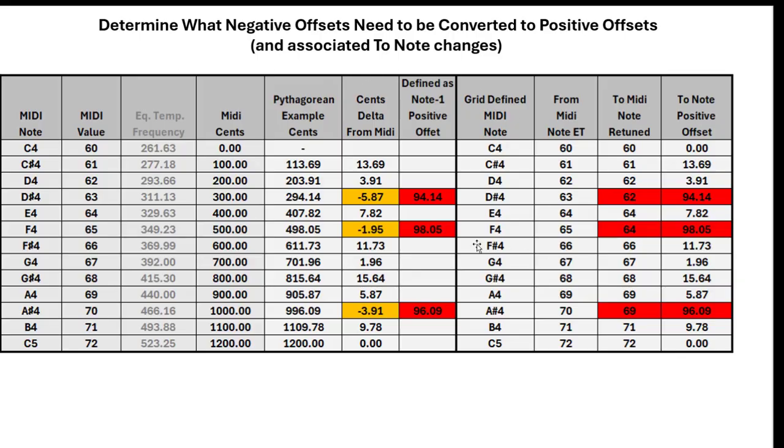Well, we can see in this table, which is the same table, if I have a negative offset from my expected equal temperament value, say in this case 294.14 cents, then instead of applying that as a two offset from my 300 cent from MIDI note, I will apply that as an offset to the second two note, my 200 cent note, and instead of a -5 offset now from 300, that would be a 94.14 cent offset from 200.